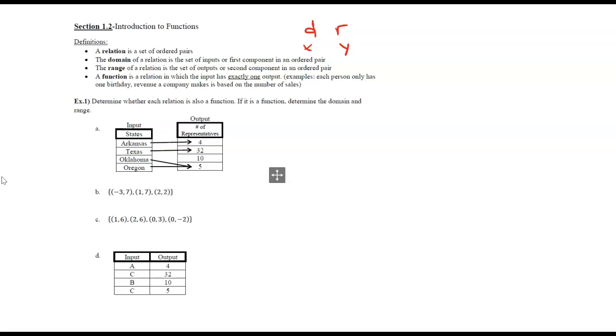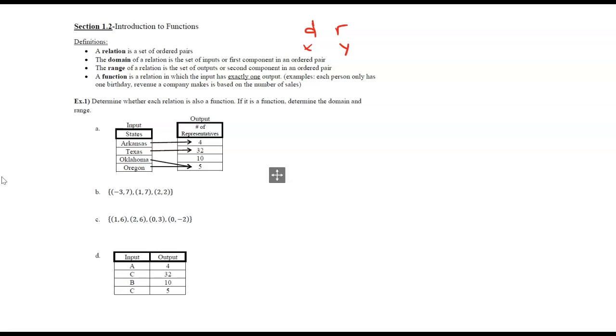So a function is a unique relation. It's a relation in which the input has exactly one output. So for example, each person only has one birthday. Revenue a company makes is based on the number of sales. Okay, so let's look at these examples.